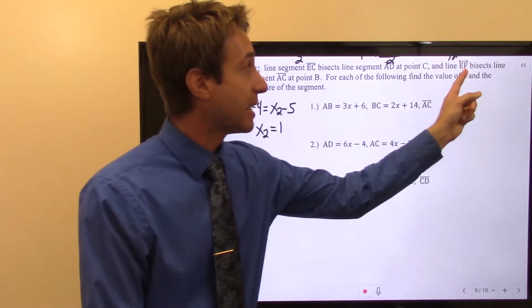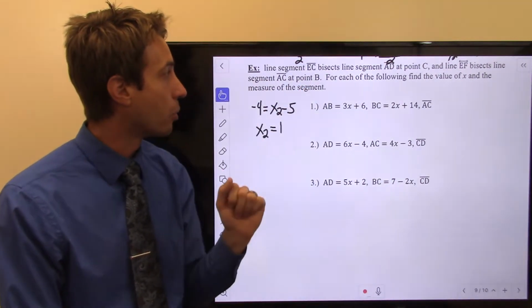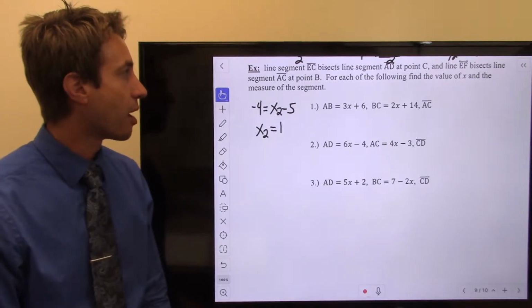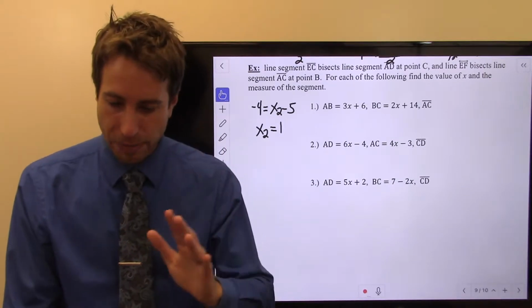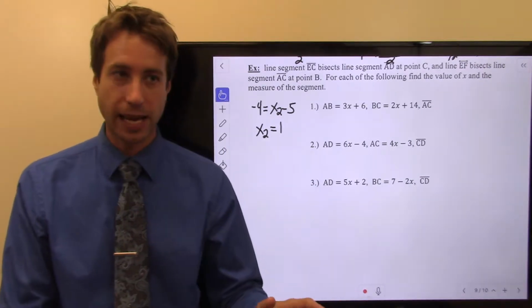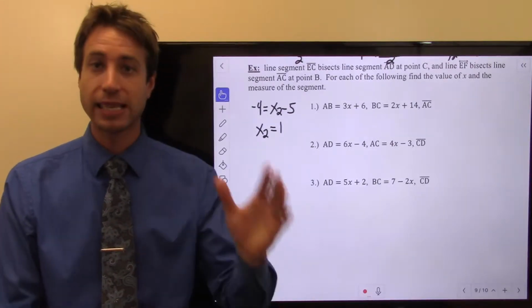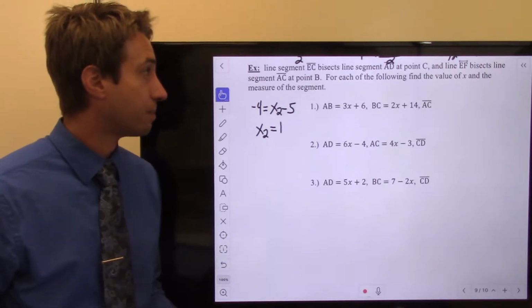And line EF bisects line segment AC at point B. For each of the following, find the value of x and the measure of the line segment. Now, with something like this, I absolutely 100% am going to draw a picture because it's going to help me visualize it. I would suggest that you do the exact same thing.